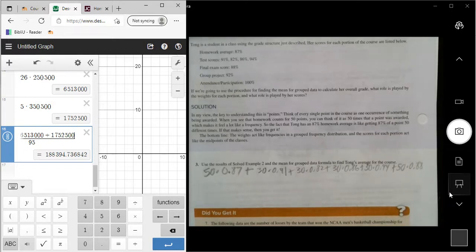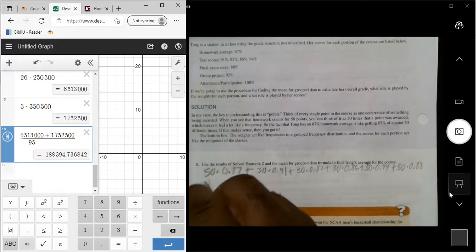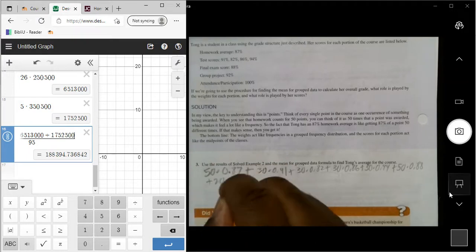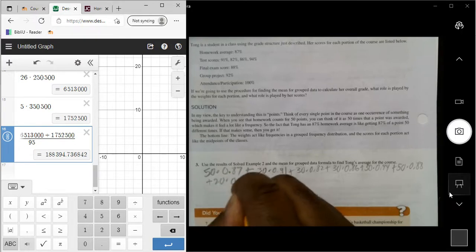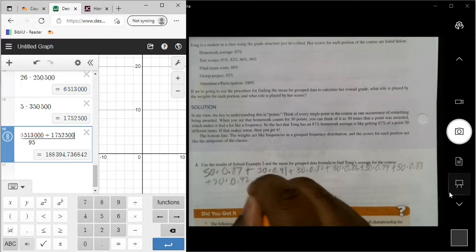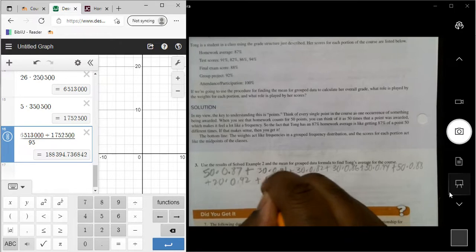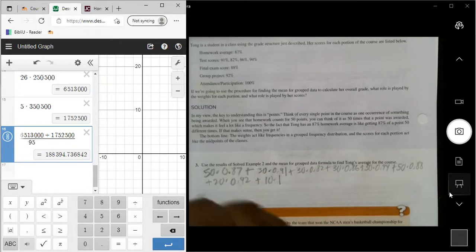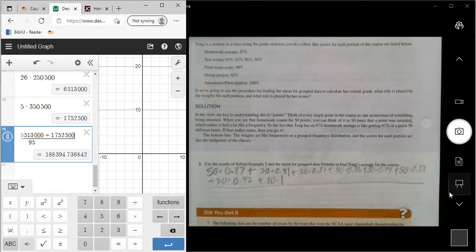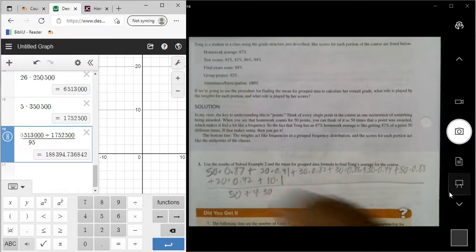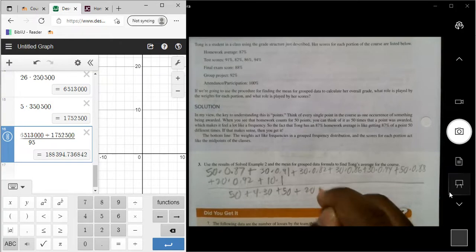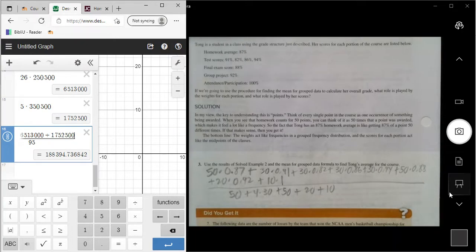And then we will have a 92% for the group project. The group project is worth 20 points. So it'll be 20 times, let me see, that was 92%, 0.92. And then finally, the attendance is worth 10 points. So it'll be 10 times 100%, which is 1. And that's all divided by, we'll have 50 for the homework average. And then remember, it's 4 tests that are worth 30 points each, plus 50 for the final, plus 20 for the project, and then plus 10 for the attendance or class participation.